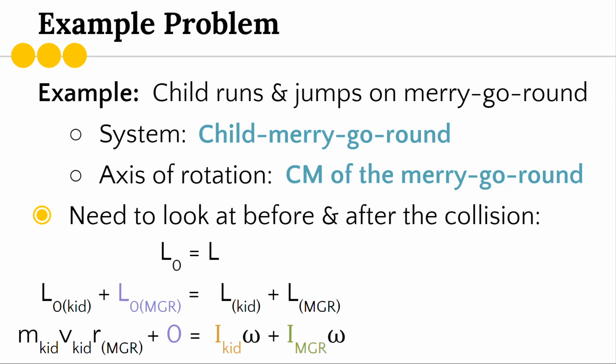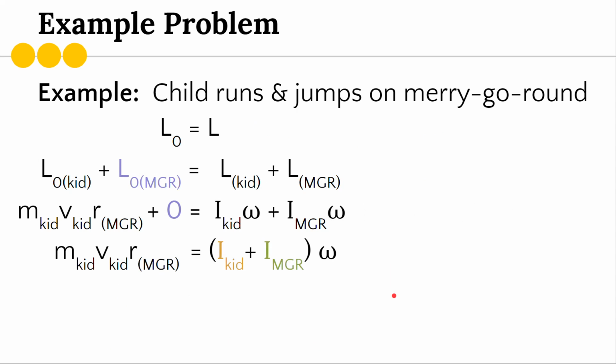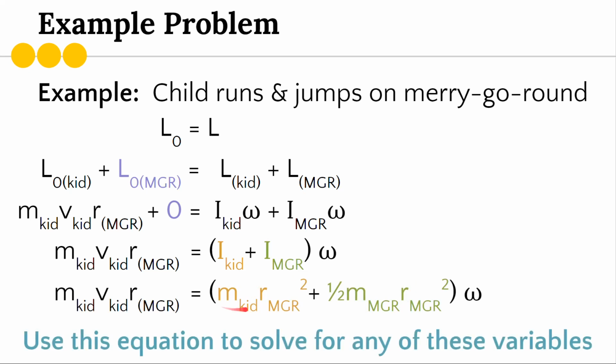So those values for omega are the same for both, which means we can factor it out. The moment of inertia of the kid plus the moment of inertia of the merry-go-round can be multiplied by their shared angular velocity. Now the kid is a point mass, and point masses are mr squared. The merry-go-round is a disk. Again, this would be given to you; I would not expect you to memorize it. You would be reminded that the moment of inertia of a disk is 1/2 mr squared. And so I'm substituting in those values for the moments of inertia for each of them.